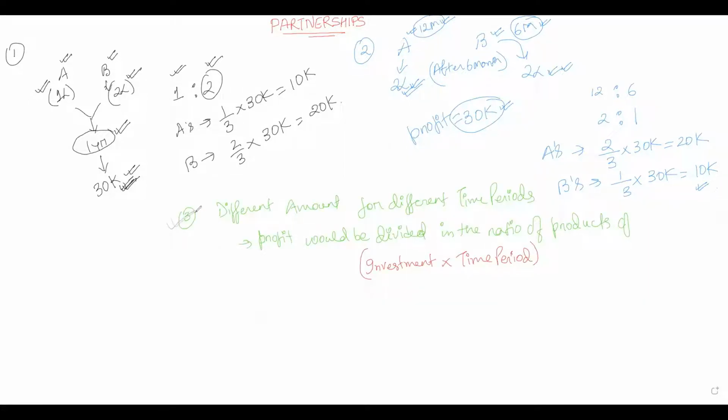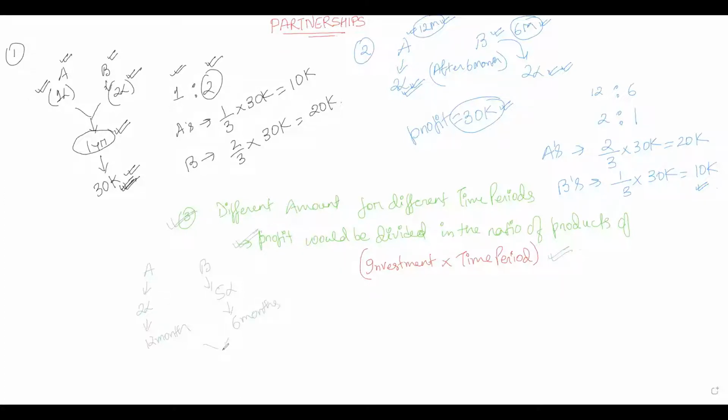Okay, so now let us see this case where the capital invested is different and the time period for which the capital is invested is also different. So in such cases, the profit would be simply divided in the ratio of the product of investment and time period calculated for each partner. So let us see one example related to this. Suppose A and B are two partners. A has invested, say, 2 lakh rupees for 12 months into the business, and B has invested, say, 5 lakh rupees for, say, 6 months.